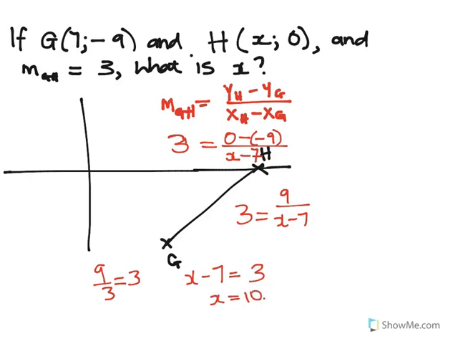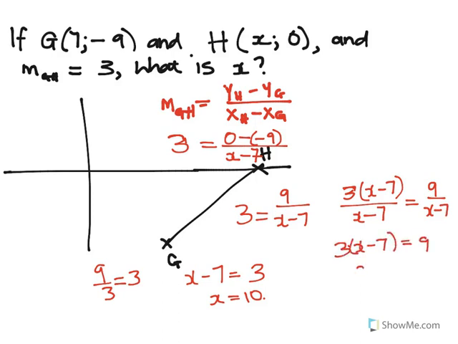Or you could make both sides of your equation have the same denominator, so my left would be 3 times x minus 7 over x minus 7 is equal to 9 over x minus 7, and so I could say 3 times x minus 7 is equal to 9, x minus 7 is equal to 3, x is equal to 10, right, if I divide both sides by 3 at this point.